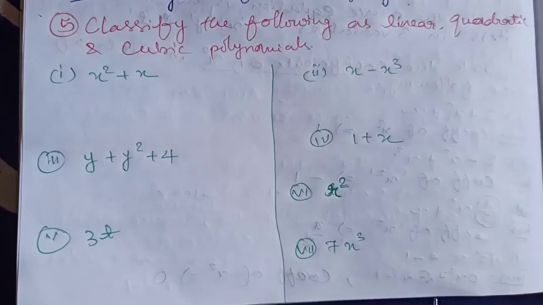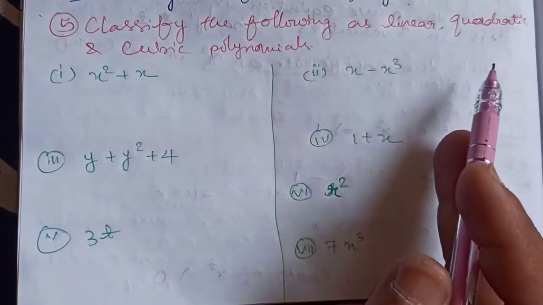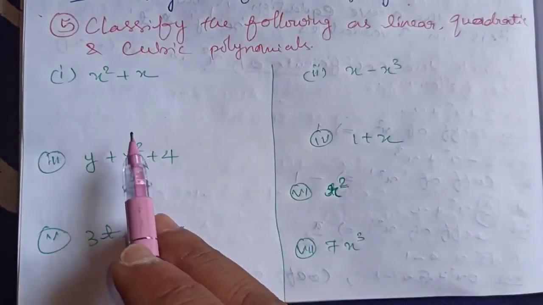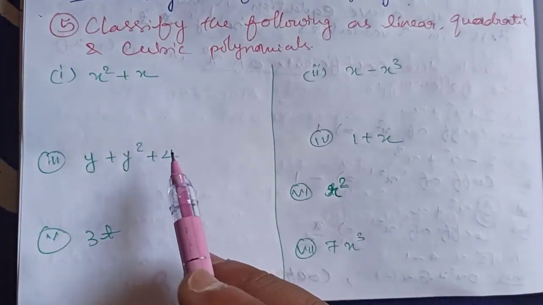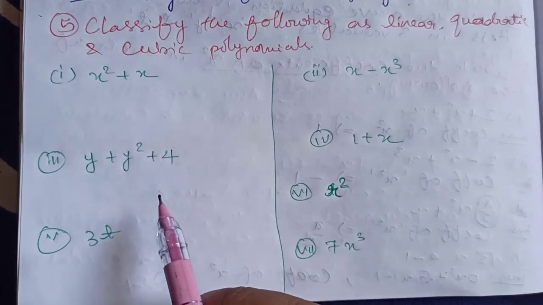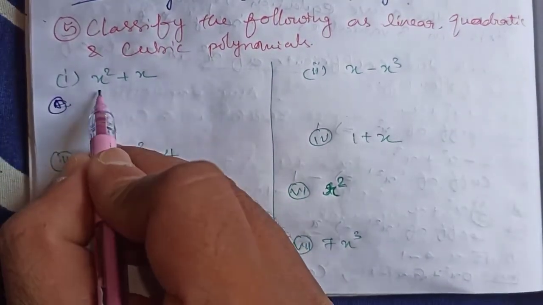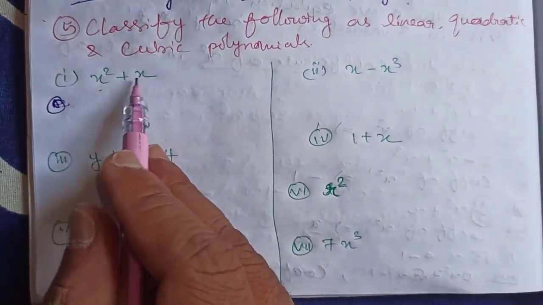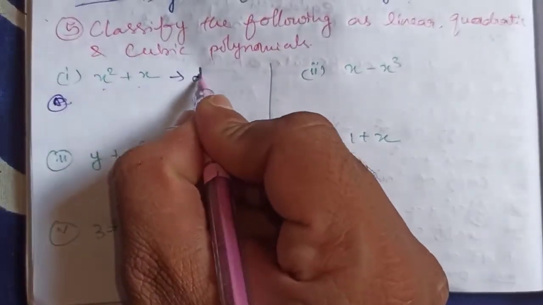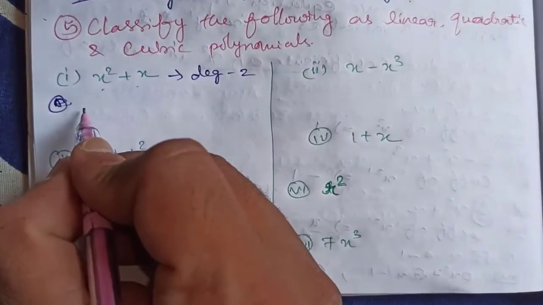Okay, next, now question number 5. In question number 5 it is given, classify the following as linear, quadratic and cubic polynomial. There are a few parts given in the question and we have to just classify whether it is a linear polynomial, quadratic polynomial or cubic polynomial. So the first one is given, x square plus x. What is the degree? The degree of this polynomial is 2. So what kind of polynomial is it? It is a quadratic polynomial.